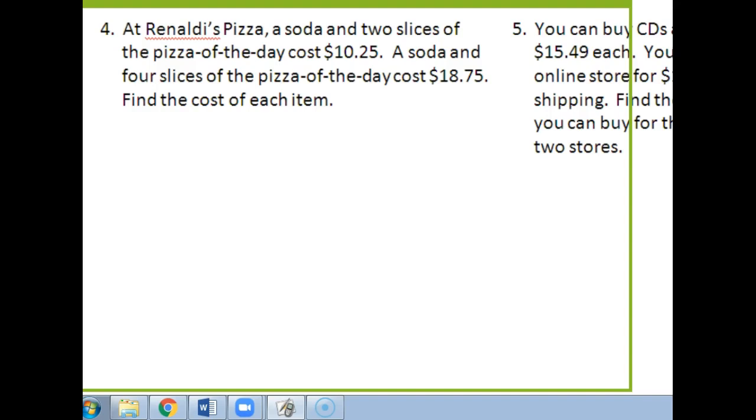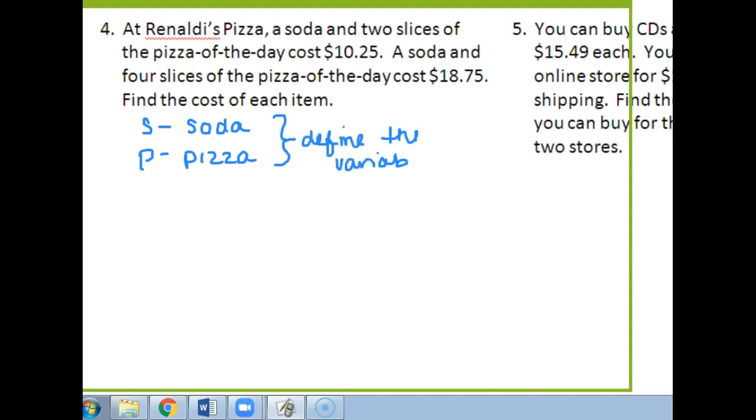And this is one way you could use this concept to help you come up with deals for your pizza shop. So it says a soda and 2 slices of pizza cost $10.25. So we're talking about soda and we're talking about pizza. So I'm going to pick 2 variables. I'm going to pick S for soda and P for pizza. So again, that's a concept I sometimes put on your tests, and I say, define the variables. And that's what we're doing here. All you're doing is telling me, what does the variable represent?